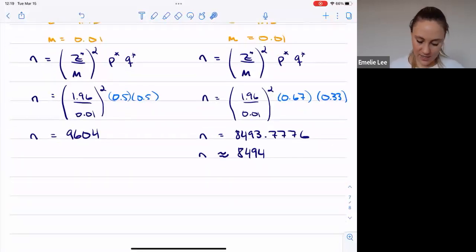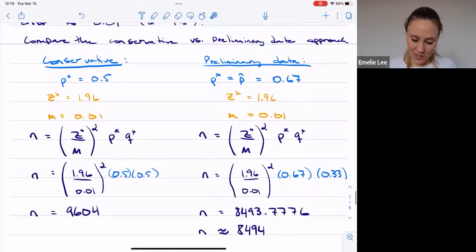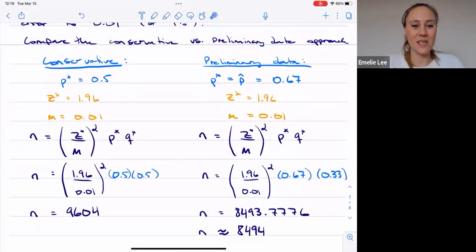So good. That's your sample size calculation, and that wraps up one sample proportion. Next day we're going to start 6.2 and talk about two sample proportions, and a lot of it is going to be similar to what we've already seen. So look forward to that.